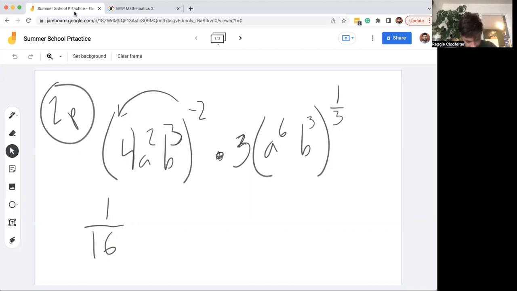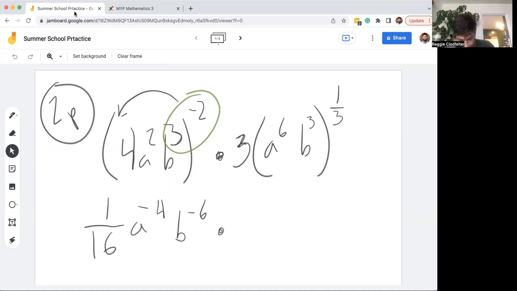Now for these guys, I got to use the power of a power rule. So I'm going to do negative 2 times 2, so a to the negative 4th. And then I'm going to use the power of a power rule here. 3 times negative 2, you get b to the negative 6th. Okay, now I'm not going to worry about the negative exponents yet. I'm going to come to the other side.